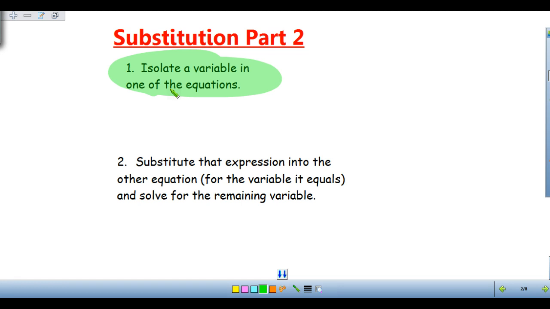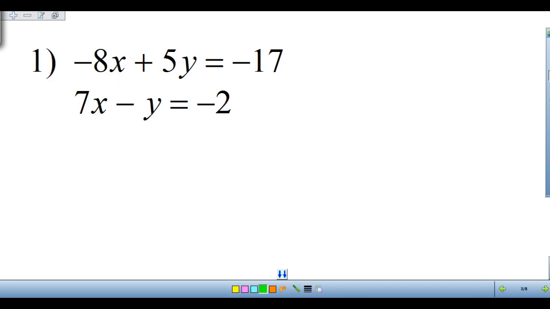In the ones you did in part 1, they all had one equation that said y equaled. Now you're not going to have that anymore. So you're going to have two equations, and you're going to have to choose one of the variables that's going to be the easiest to isolate. It doesn't matter which one. You can do any of the four. For example, in this equation, you could isolate this x, this y, this x, or this y.